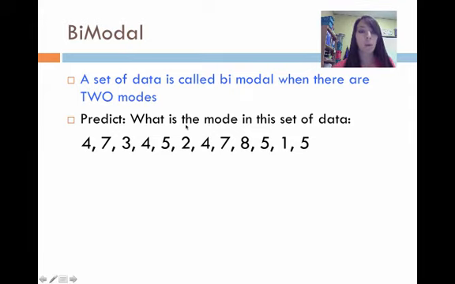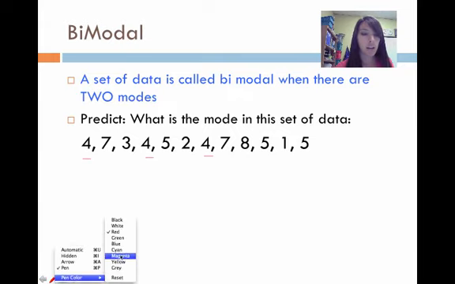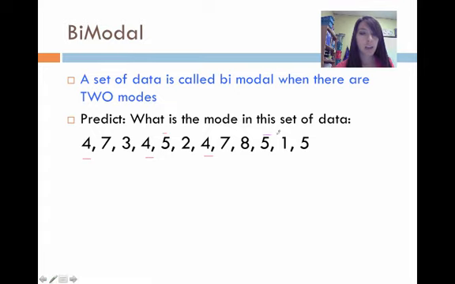So let's see here. What would be the mode in this set of data? Well, let's look at it. Let's see, we have 4, 4, 4. Okay, so there's three 4s. Go up here, I'll change my pen color. Magenta. 5, 5, 5. There's three 5s.